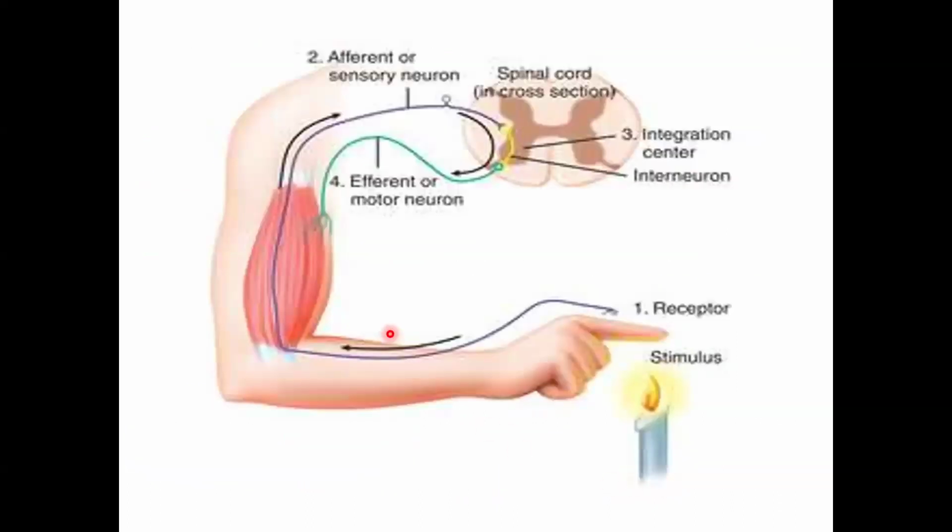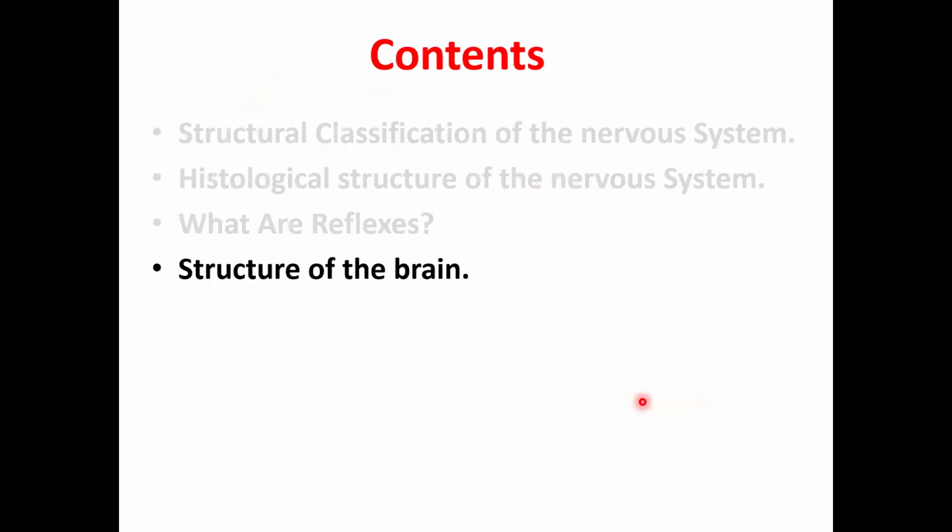Okay. Look at this diagram. We have here the receptor present in the skin of the hand that touches the stimulus. So the receptor sends impulse through the afferent neuron to the integration center, and from the integration center, the impulse reaches the motor neuron, and the motor neuron sends impulse to the responding muscle, here the biceps muscle. The response of the muscle is withdrawal of the hand away from the stimulus. This is the reflex definition and reflex components.